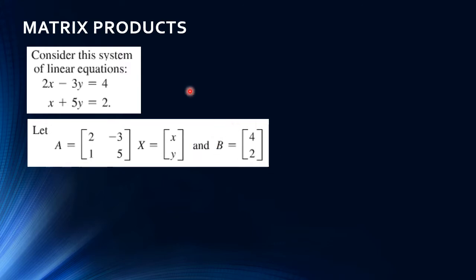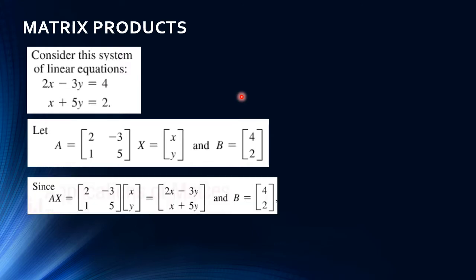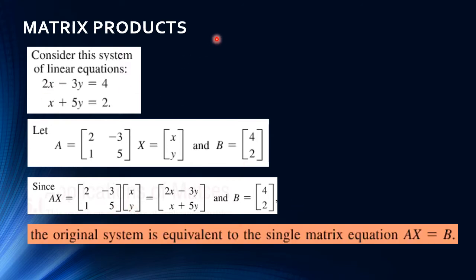So these are just the variables that we use, X and Y. And then B is our result or answer matrix, right? You can see that it's a column matrix with just the constant values that each of these equations equals. Notice that if we multiply matrix A times matrix X, we get our equation, 2x minus 3y and x plus 5y. And so to model this linear system, we could say that the original system is equivalent to the single matrix equation AX equals B, because remember when we multiply matrix A times matrix X, we get the expressions on the left side, and this has to equal matrix B on the right. And so we can see that these are equivalent to the original system of linear equations.